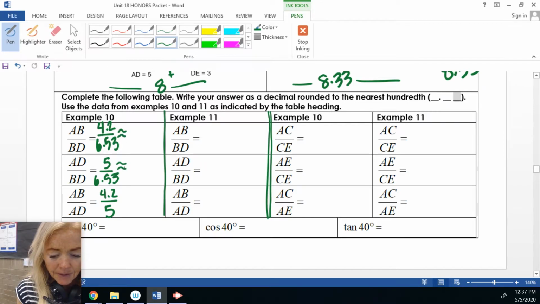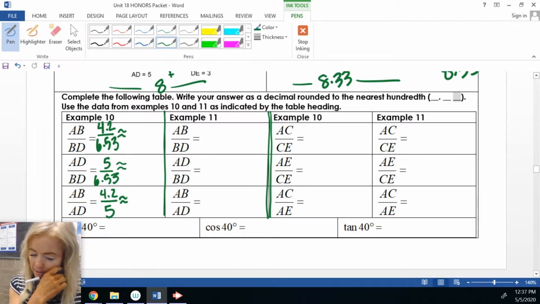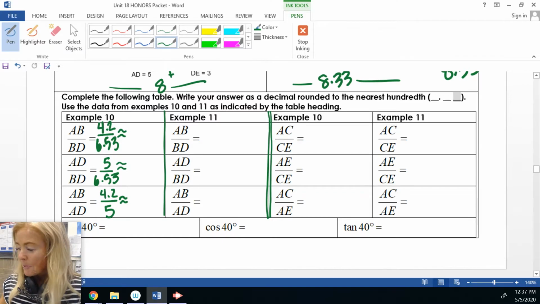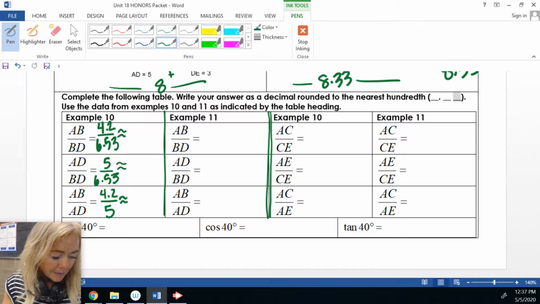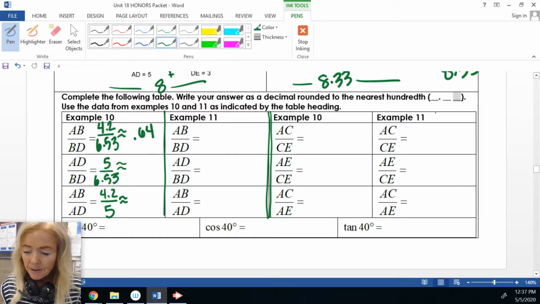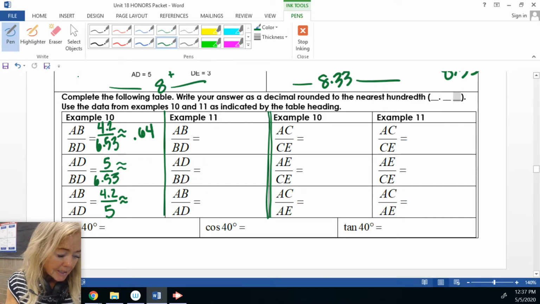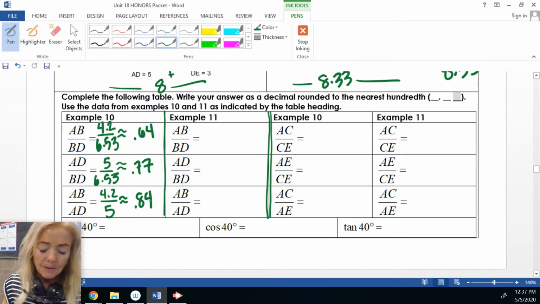All right, now that I've got those all written out, I'm going to put those into the calculator. So 4.2 divided by 6.53 is 0.64. It says round to the nearest hundredth, so that's the second spot after the decimal. And then 5 divided by 6.53 is 0.77. And 4.2 divided by 5 is 0.84, rounded.